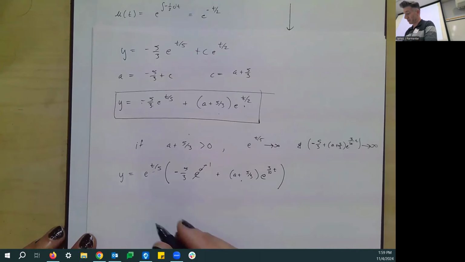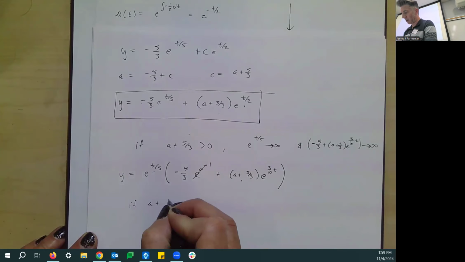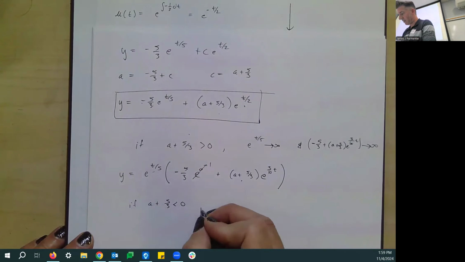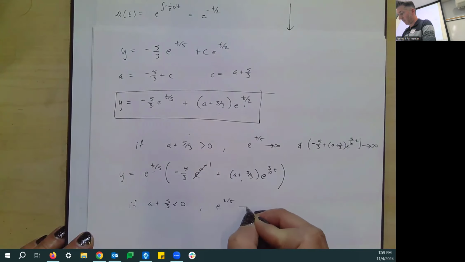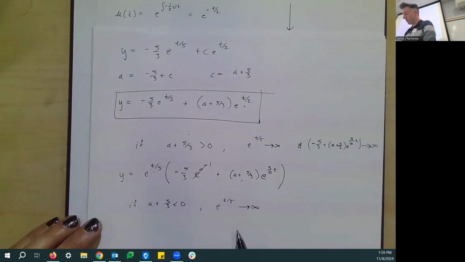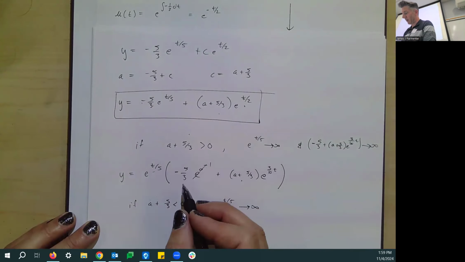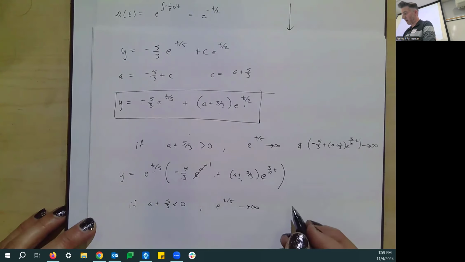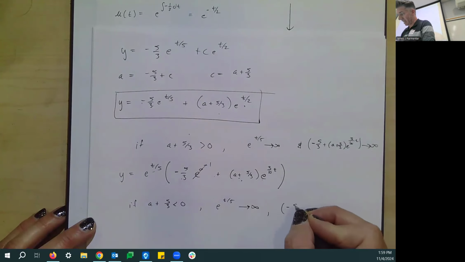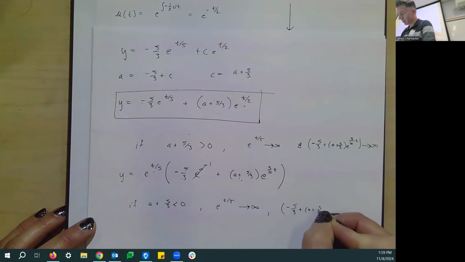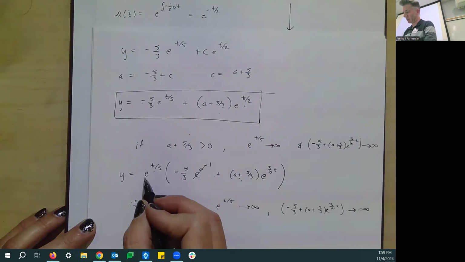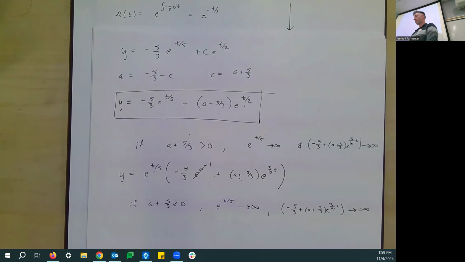On the other hand, if that quantity there is negative, then we still have e to the t over 5 going to infinity, because it's just e to the t over 5. But this part here is now -5/3 plus a negative number times e going to infinity. So that other part is going to go to negative infinity. And positive infinity times negative infinity is negative. So I think that's what they're looking for there, but it's a little funky, I'm not going to lie.